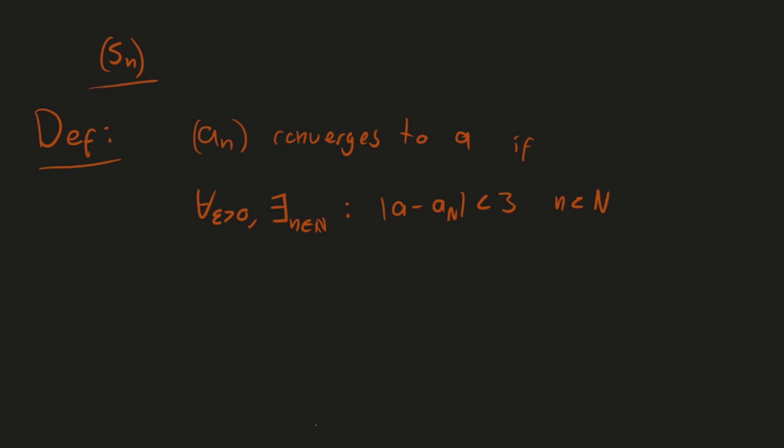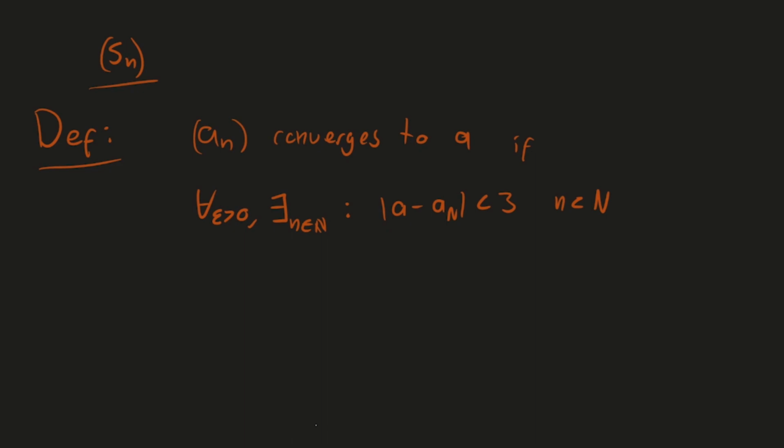Again, one of those definitions with lots of quantifiers and stuff in it looks a bit confusing, but all that's saying is that if we pick some real positive number, then there exists a point beyond which all of the numbers in our sequence are close to A.